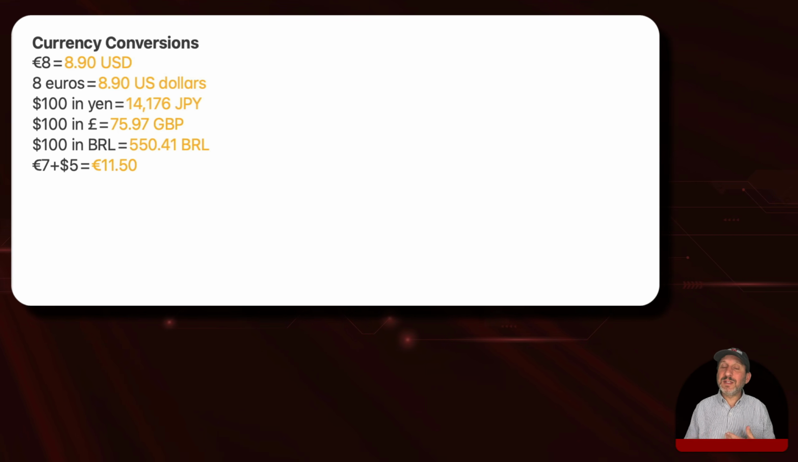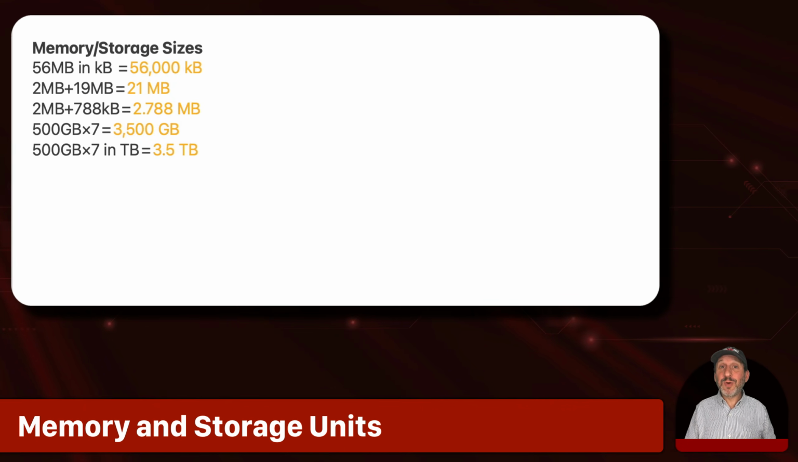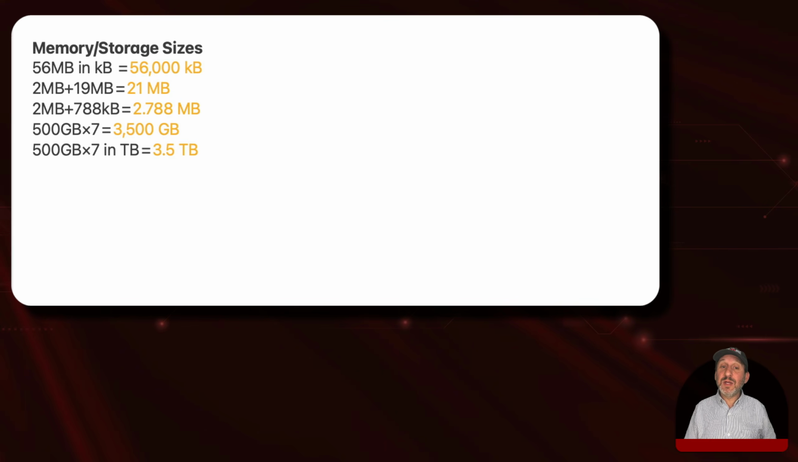So it's using the same conversion that's in the Calculator app for this. Notice the last one, I'm actually adding euros and dollars. And since I used euros first, it's actually giving me the answer in euros after converting the dollars to euros. It also understands memory and storage units. So you can use things like MB and KB and TB and do math with those. So you can even use that "in" function there to convert to something else.